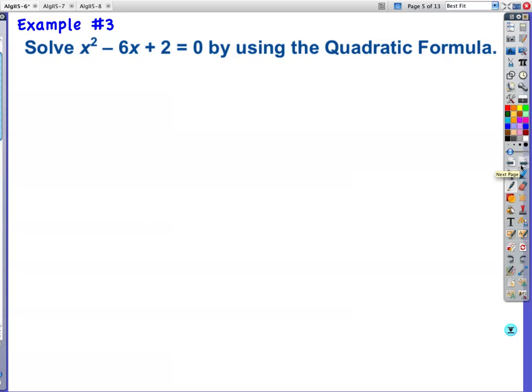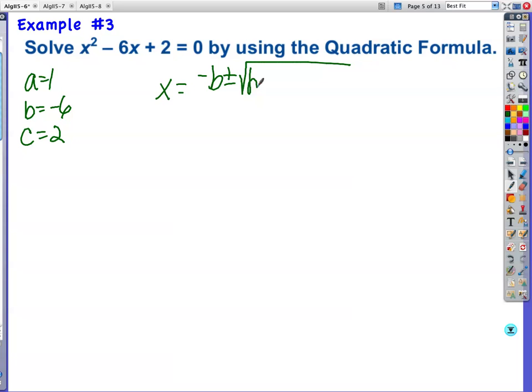All right, we're going to do it one more time. A equals 1, B equals negative 6, C equals 2. I'm going to sing it one more time. X equals negative b plus or minus the square root of b squared minus 4ac all over 2a. And yeah, I'm going to sing that so it is in your head so that you have that down. All right, x equals negative b. B is negative 6, so negative b is 6.